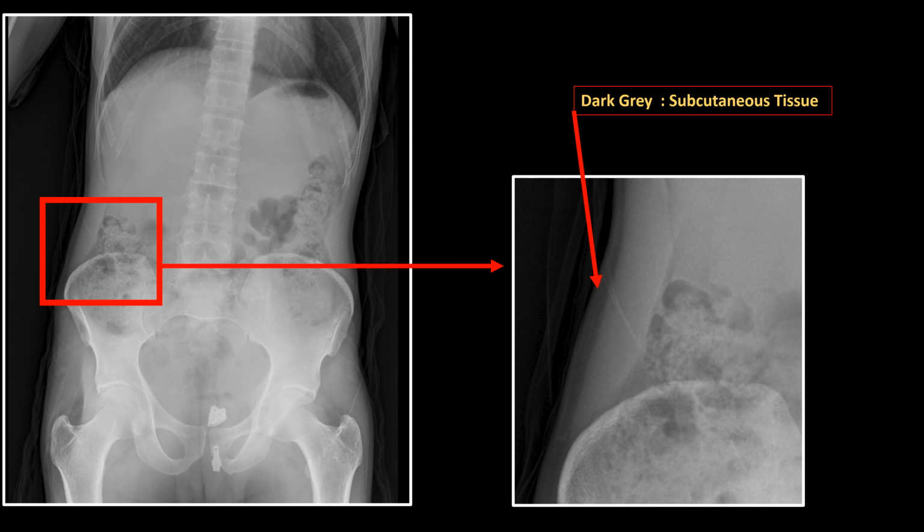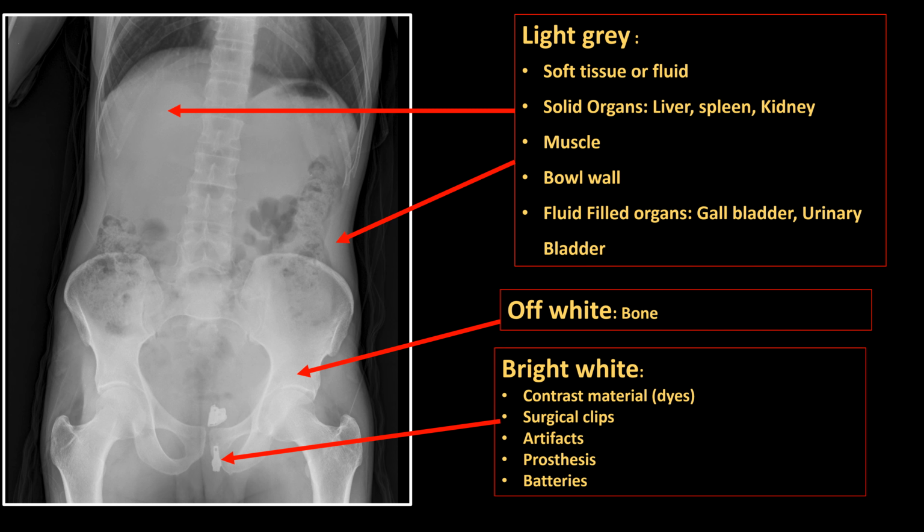Dark gray color is because of the subcutaneous tissue, as we can see here. Light gray color is given by the soft tissue or fluid, and solid organs like the liver. It is because of the muscle also. Bowel wall also gives the light gray color. Fluid filled organs like the urinary bladder and gallbladder also give light gray color.